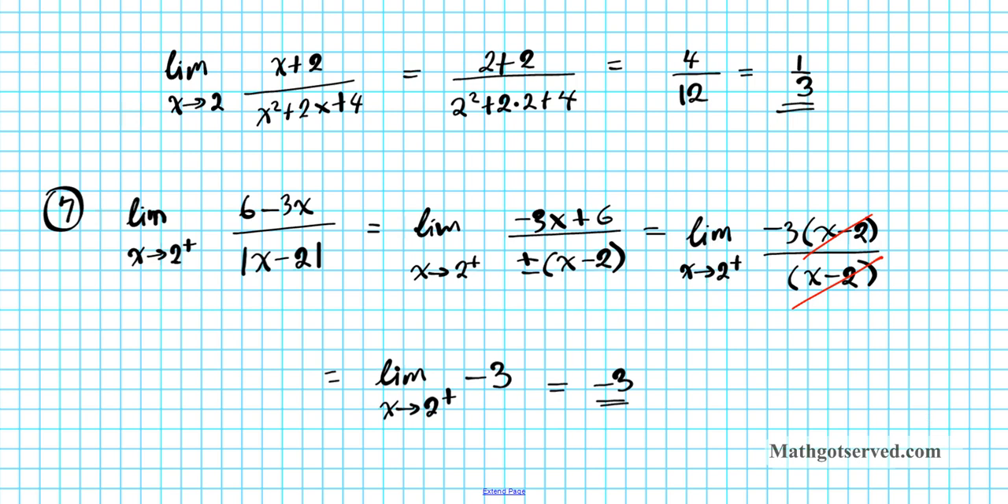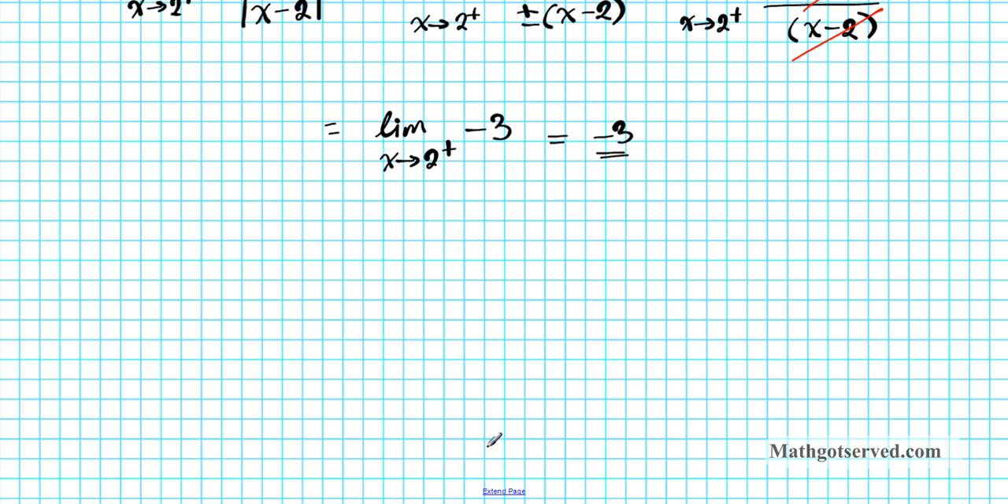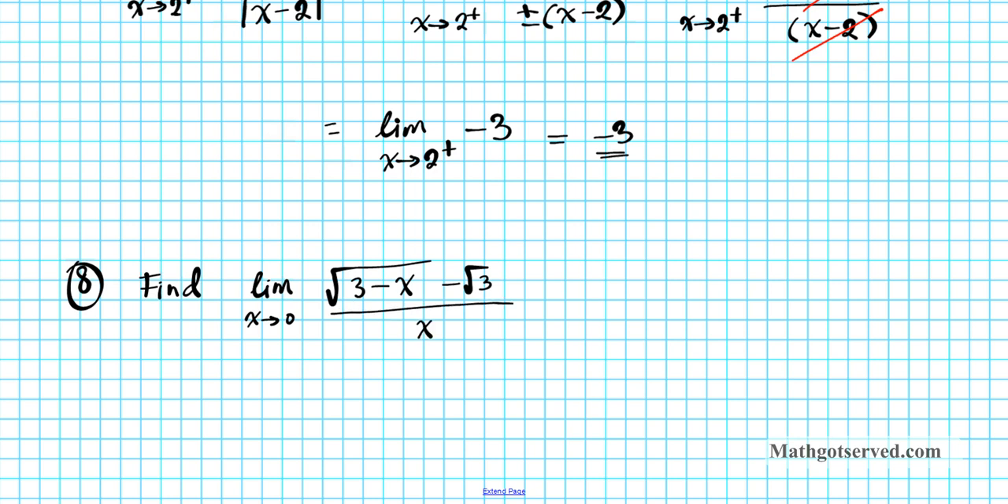All right, let's take a look at problem number 8. So for problem 8, what if we were to find the limit as x approaches 0 of the square root of 3 minus x minus the square root of 3 divided by x. Okay, so this one, if we plug in 0 directly, we'll have 0 in the denominator, which results in an undefined result.